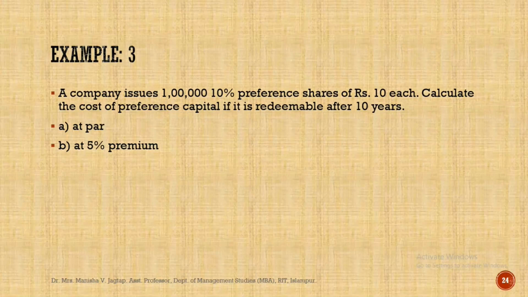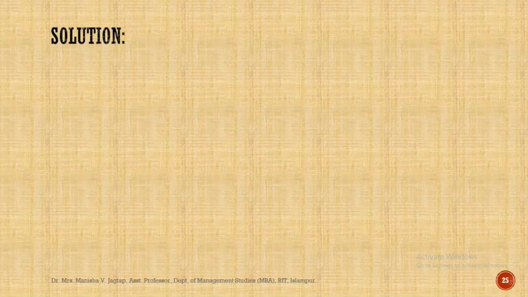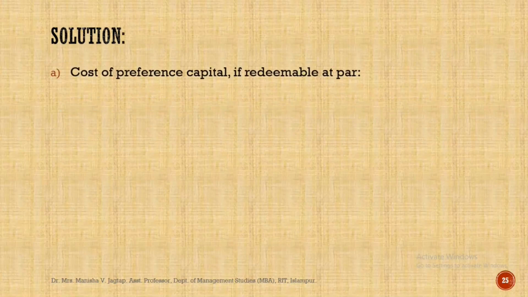And now we have to calculate the cost of preference capital if they are redeemed at par after 10 years, and second, if they are redeemed at 5% premium. So let us see the solution for the cost of preference capital if they are redeemable at par.